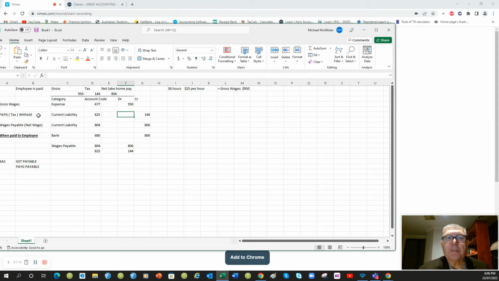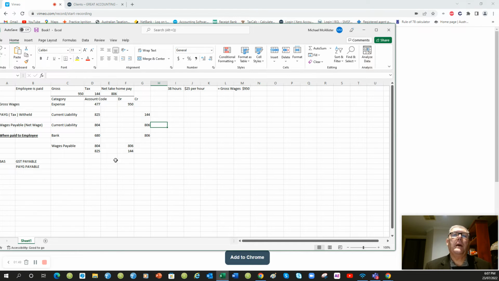The PAYG tax withheld goes to a current liability. The account code here is 825, and that's a credit of $144, tax waiting to be paid. So that's a liability of tax to be paid. So it's a credit to the current liability account. The same here, the wages payable, which is the employee's net wages, is sitting in a current liability on account 804 or 806, waiting for the employee to be paid.